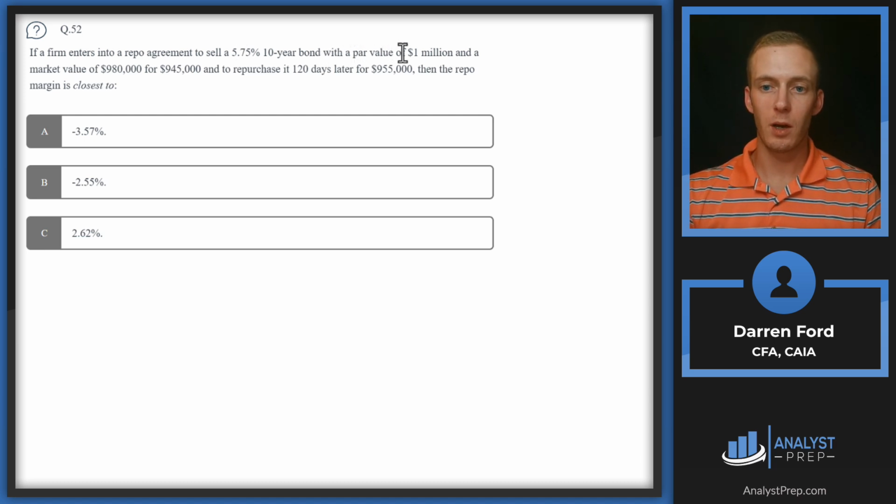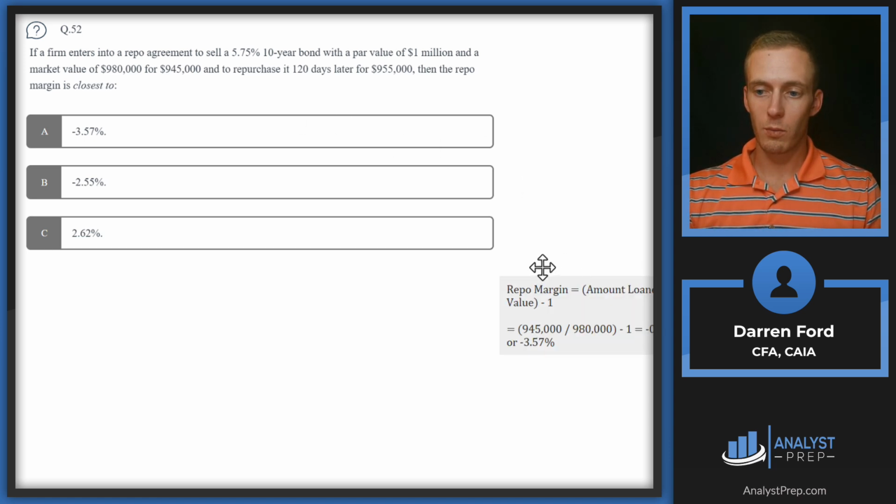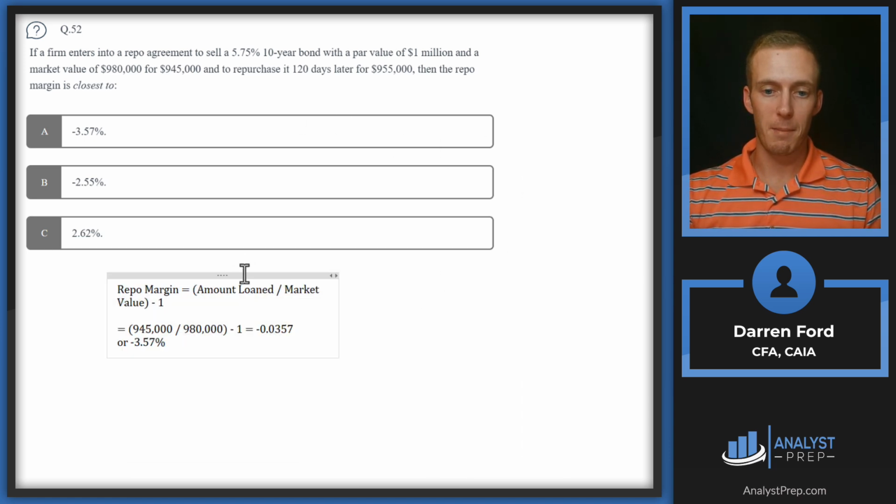par value of 1 million and a market value of 980,000 for 945,000, and to purchase it 120 days later for 955,000, then the repo margin is closest to. So our repo margin is going to be amount loaned divided by that market value.